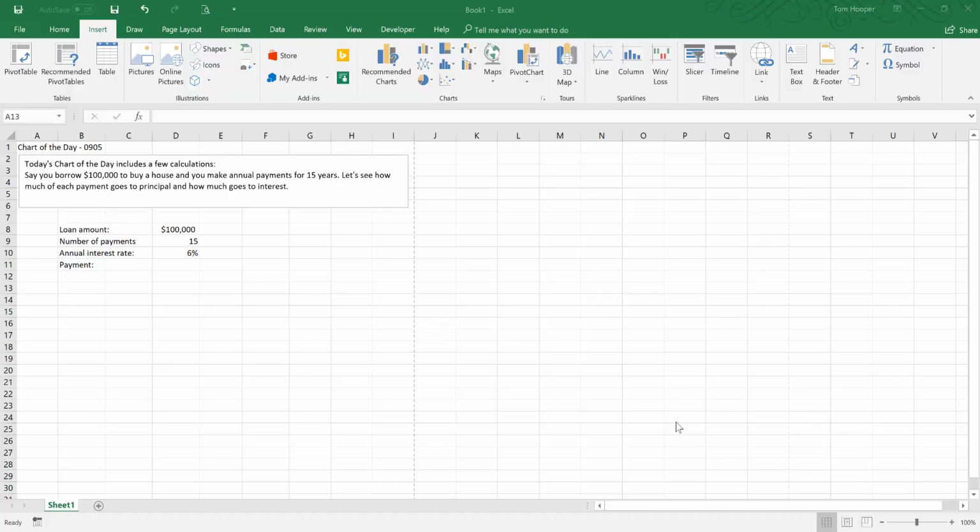In this video, we will learn how to build a loan table. We'll assume that we're going to borrow $100,000 to buy a house. We'll make annual payments for 15 years at an interest rate of 6%.